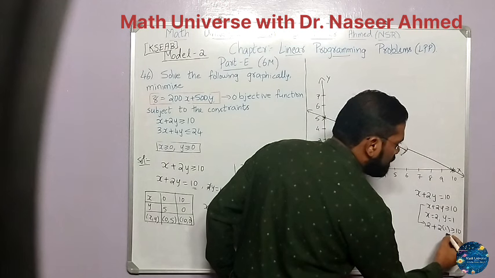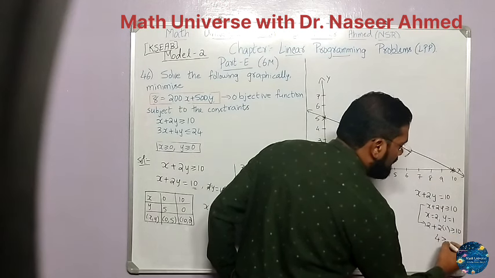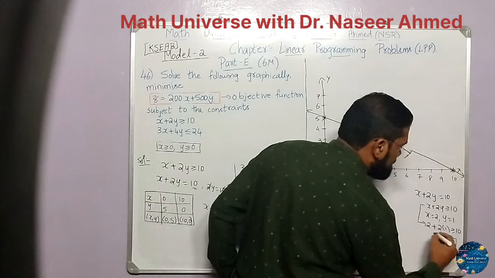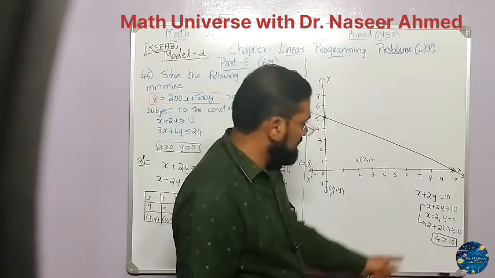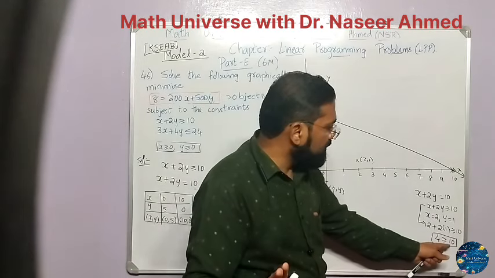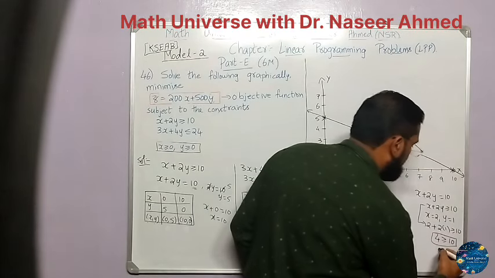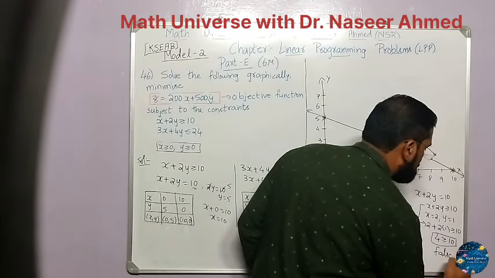2 and 2 into 1 is 2. 2 plus 2 will be 4. Is 4 greater than or equal to 10? Ask yourself. Is 4 greater than 10? No. Is 4 equal to 10? No. It is false. So as we discussed in the previous problem, if it is true, shade the same side.